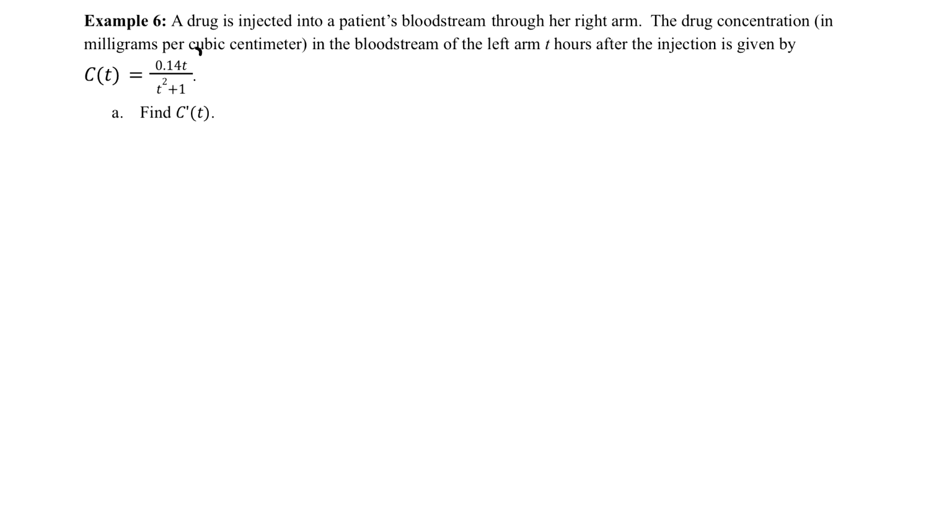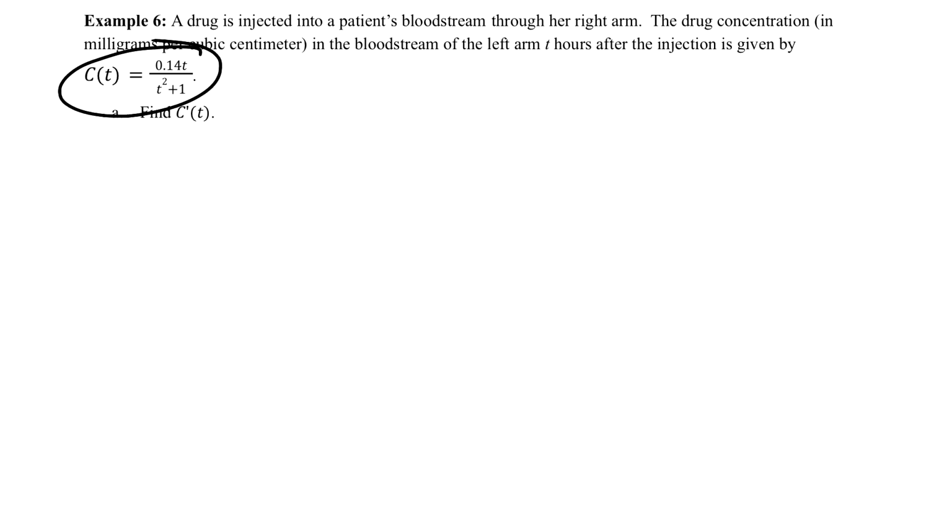So in our last example here, we have a drug that is injected into a patient's bloodstream through her right arm. The drug concentration in milligrams per cubic centimeter in the bloodstream of the left arm, t hours after the injection, is given by C of t equals 0.14 t divided by t squared plus 1. The first part of this question, all I want to do is find the derivative C prime of t.